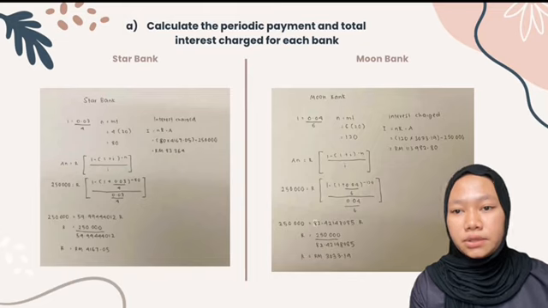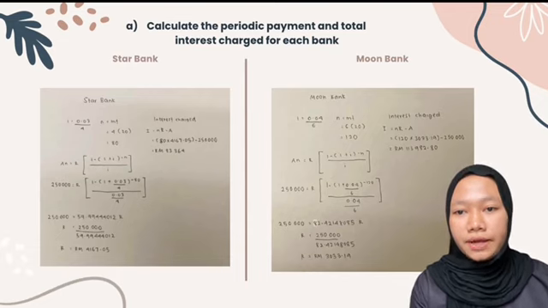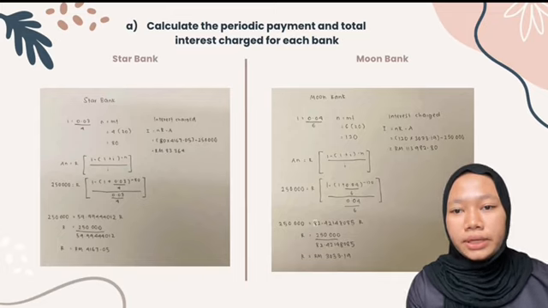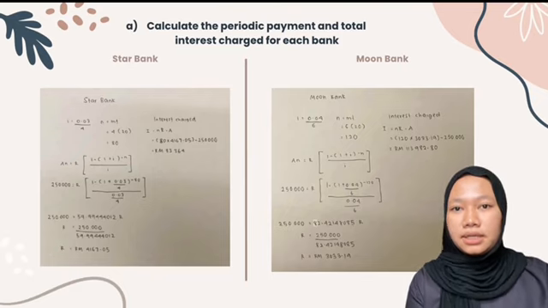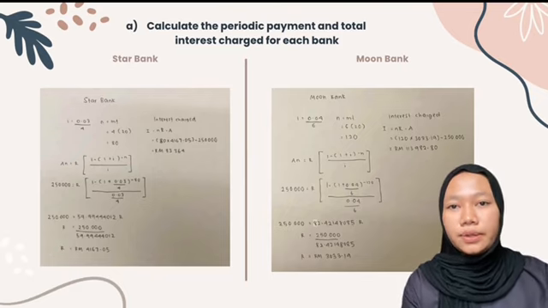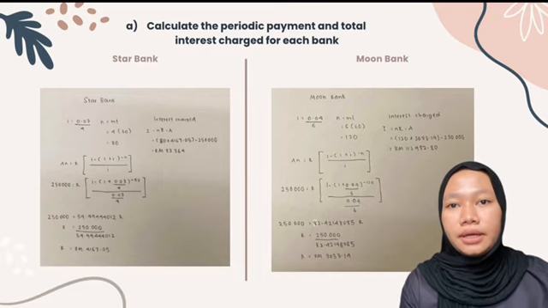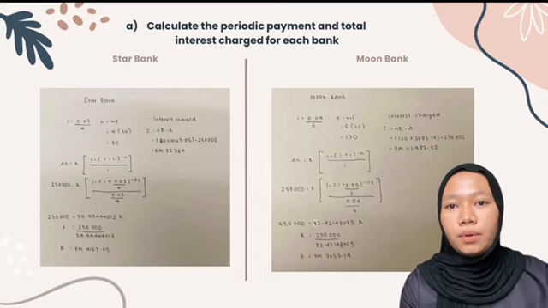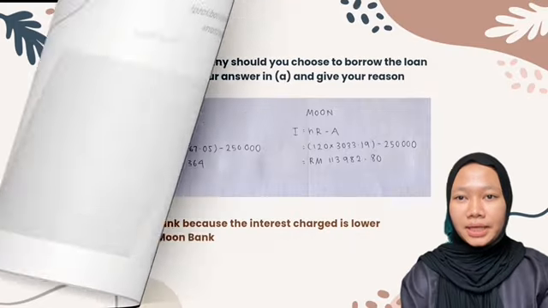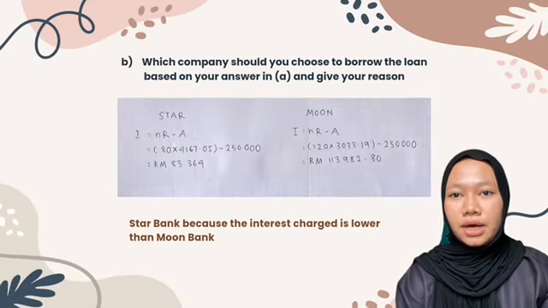Then we will get 250,000 equal to 82.42148085 R. Then we divide 250,000 by 82.42148085. Then the answer we will get is 3,033.19 ringgit. Next, we must find the interest charge. So we write the formula, which is I equal to nR minus A. So we write in bracket 120 times 3,033.19 minus 250,000. Then the last answer we will get is 113,982.80 ringgit.